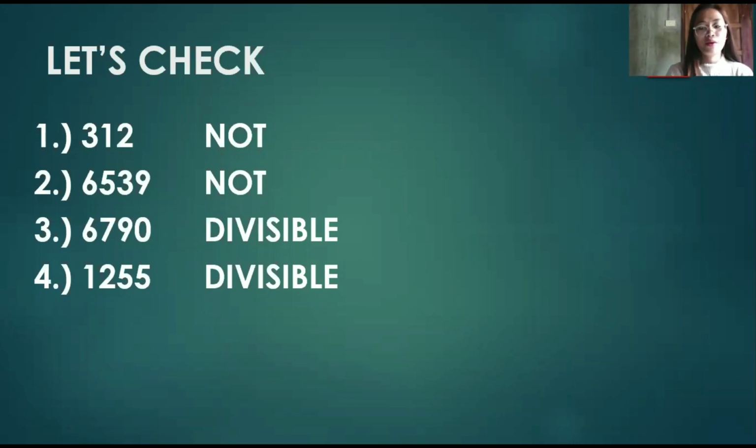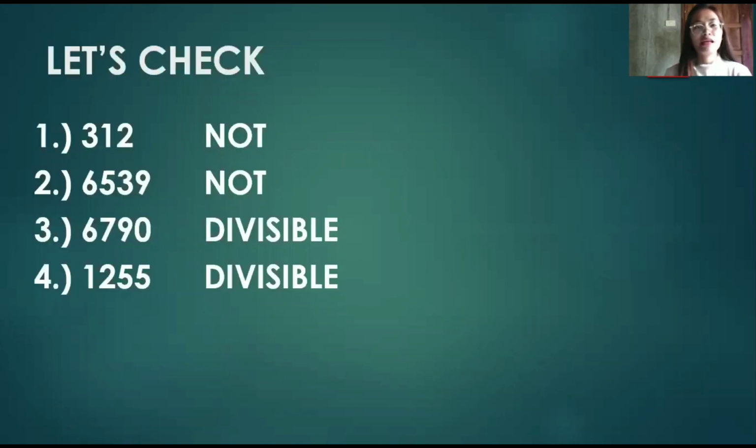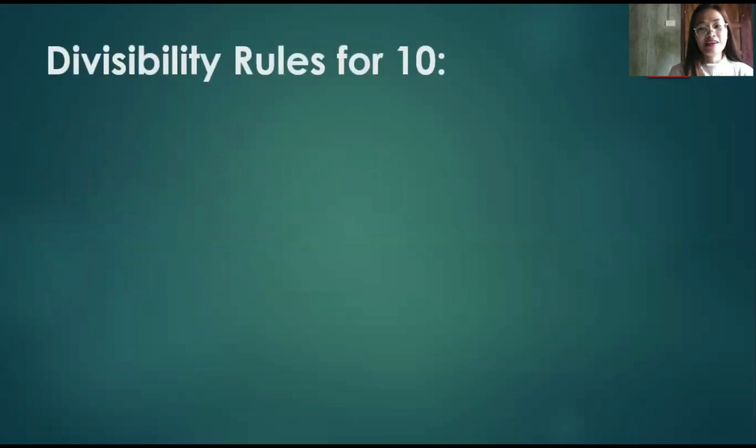Very good. So, is everything clear? So, this is what we remember: the divisibility rule for 5 states that a number is divisible by 5 only if the last number is 5 or 0. So, just remember the last number, which is 0 or 5. Okay, now it's clear. So, let's proceed to divisibility rules for 10.